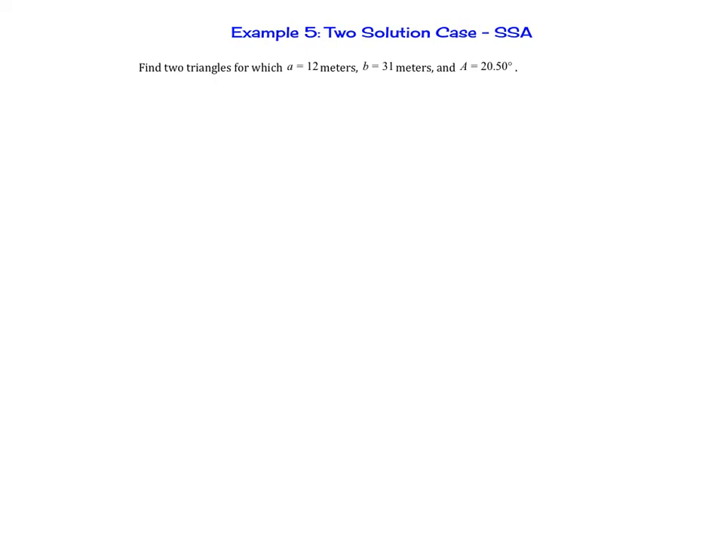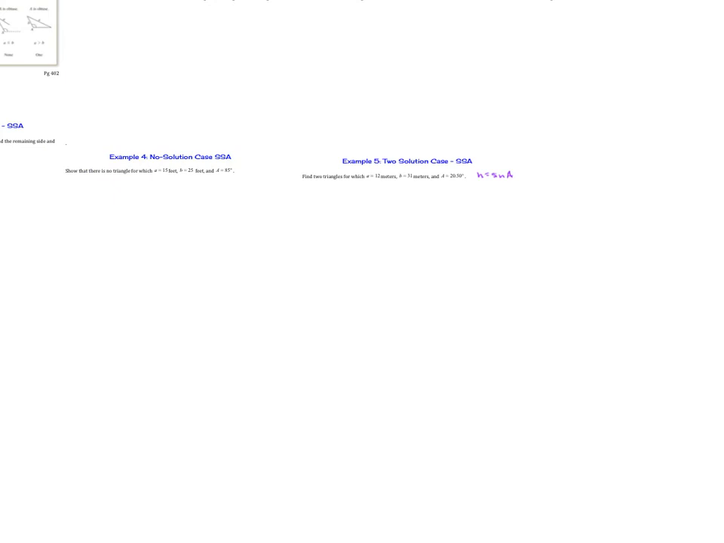Here's our last example, a two-solution case for side-side-angle. We're going to find two triangles for which a is 12, b is 31, and A is 20.50 degrees. So we're going to use h equals b sine of A just to check things out a bit. We want to know if a is between h and b.